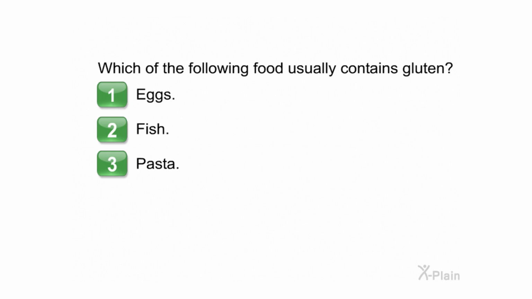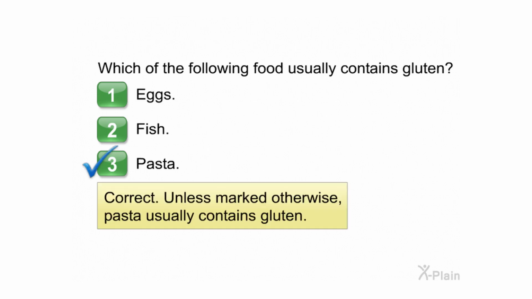Which of the following food usually contains gluten? Choose one of the following options. 1. Eggs. 2. Fish. 3. Pasta. Correct. Unless marked otherwise, pasta usually contains gluten.